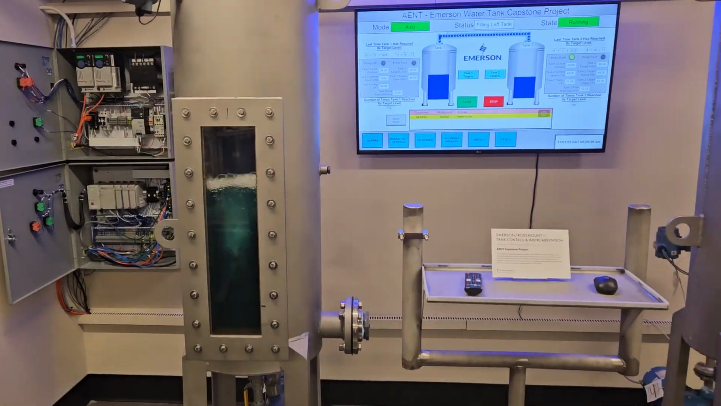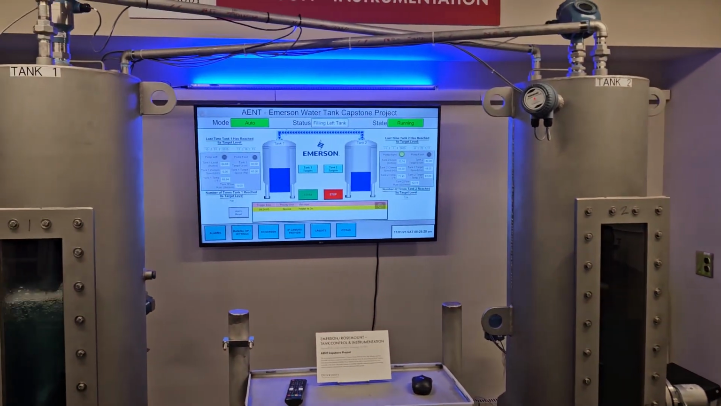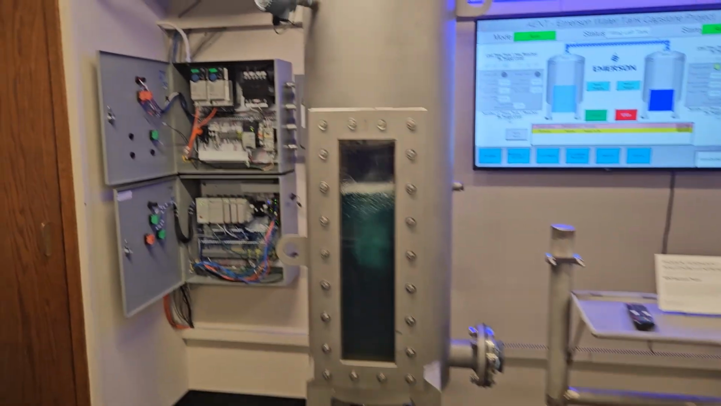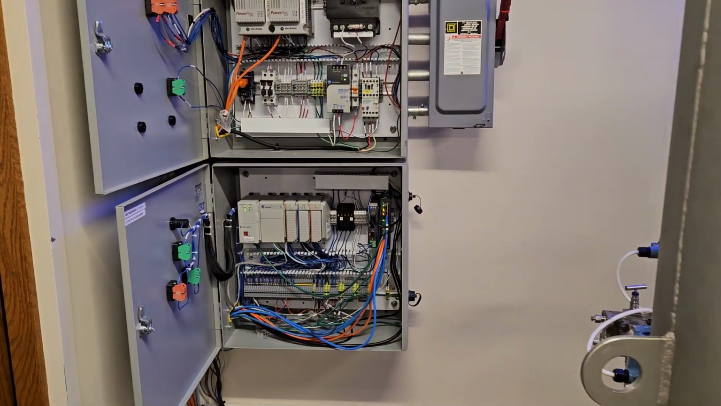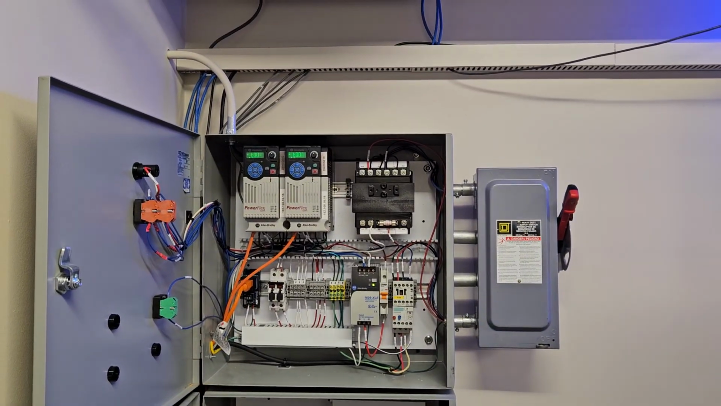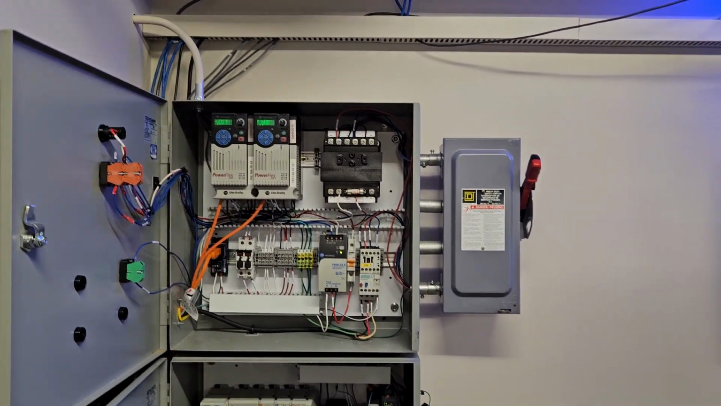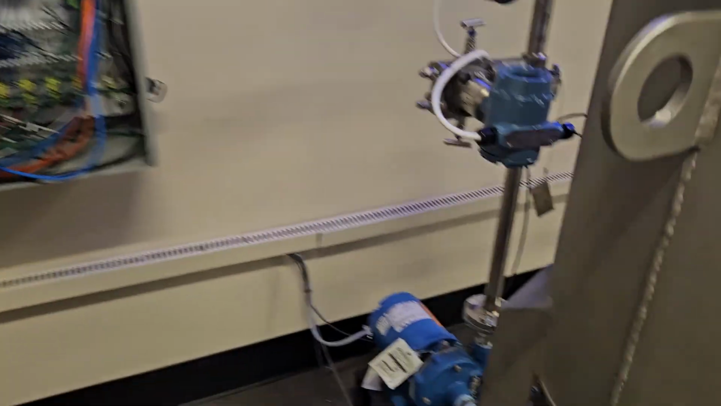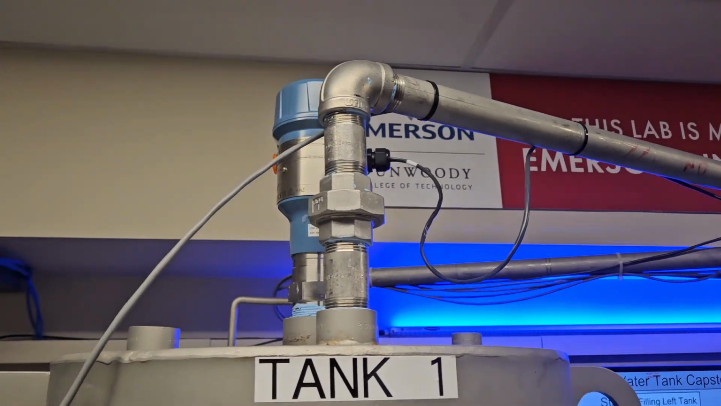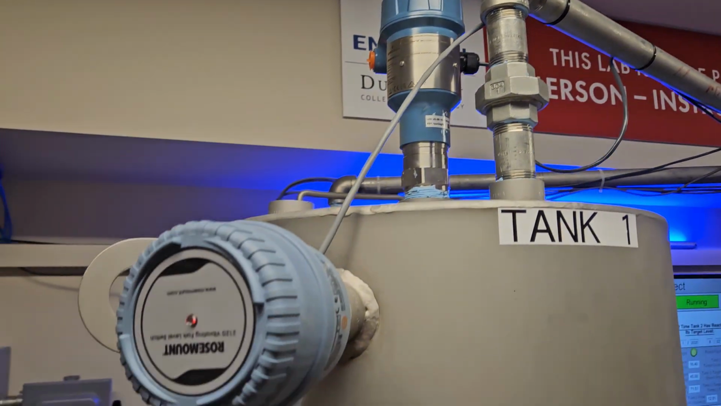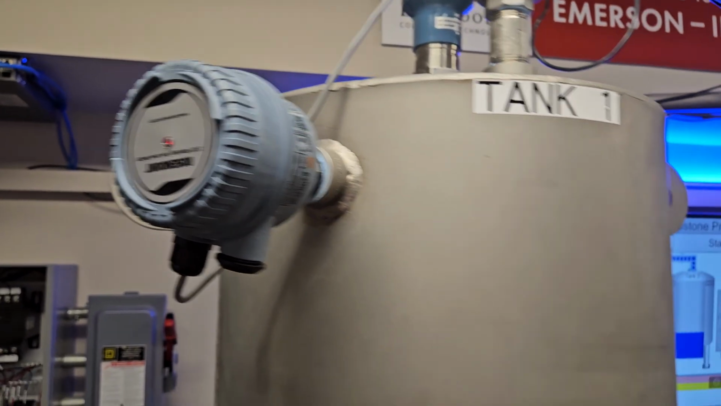So we'll see water flowing from tank 2 to tank 1. The same screen is up here. This is all PLC controlled by a Rockwell PLC up here. 2 PowerFlex variable frequency drives, control transformer, DC power supply. You'll see our pumps that are actually moving the water. We have a radar non-contact level by Emerson, a discrete fork level by Emerson.